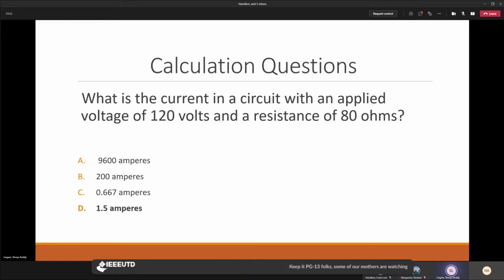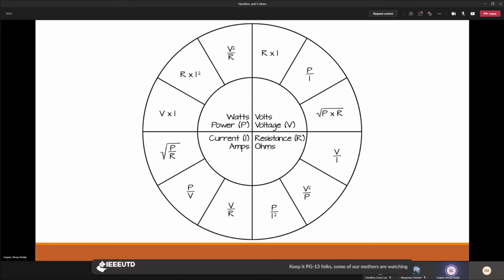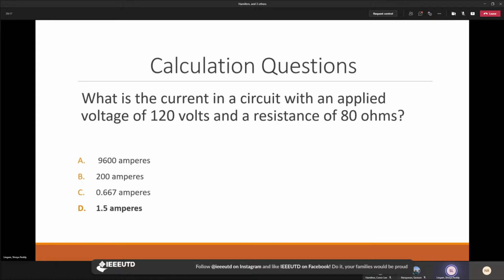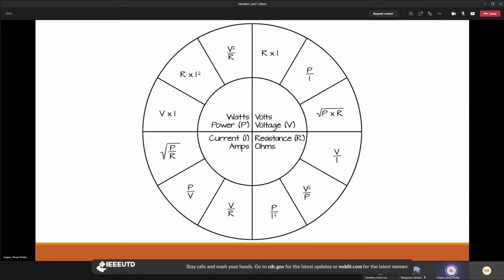Okay, the answer is D, 1.5 amperes. The general Ohm's law equation states that voltage in volts is equal to the product of the current in amperes and the resistance in ohms. In this problem, you're given the voltage and the resistance, and you want to find the current. So you can rearrange the Ohm's law equation to get that current is equal to the voltage divided by the resistance. Plugging in the numbers, 120 volts divided by 80 ohms is equal to 1.5 amperes.